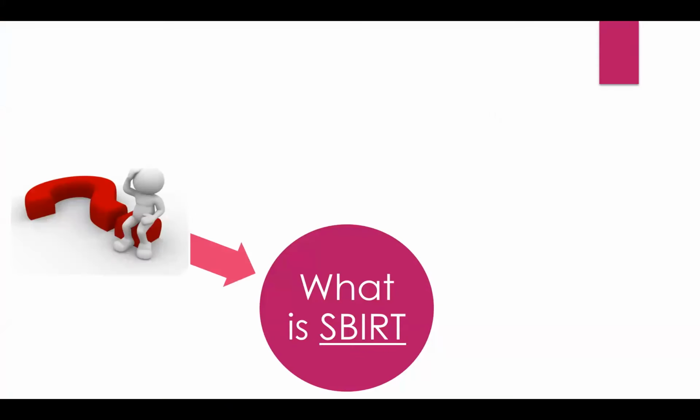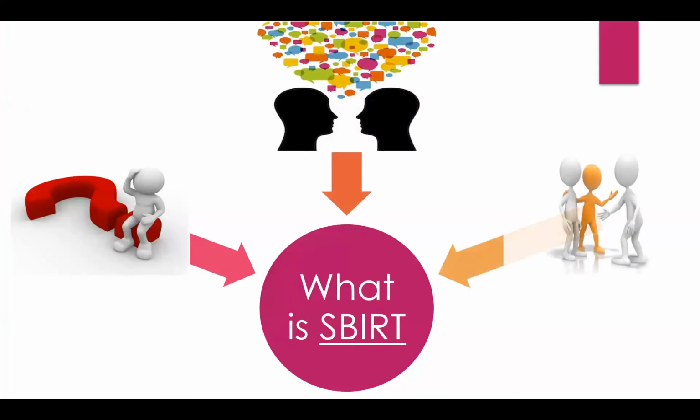Okay, so again, SBIRT has three components. It has a screening phase where brief screening tools are administered to students. Second is a brief intervention, that is a face-to-face or virtual contact, or sometimes even just online contact with students, receiving a conversation through motivational interviewing.